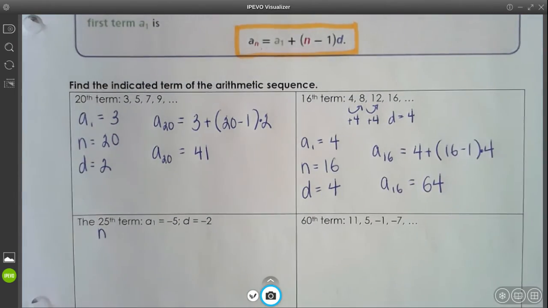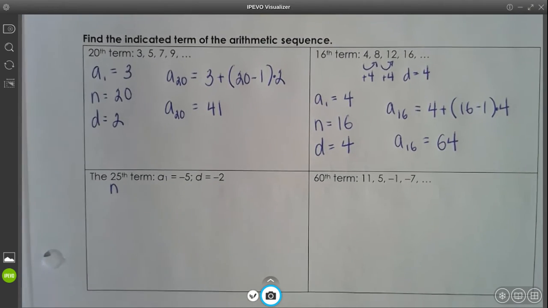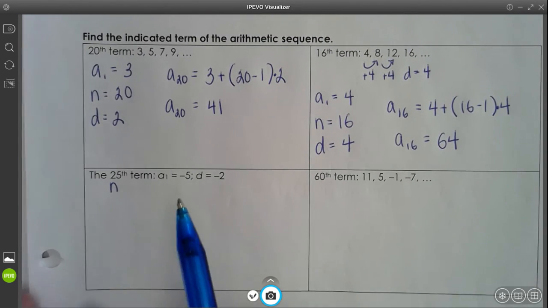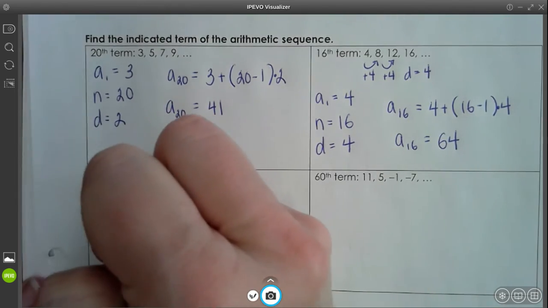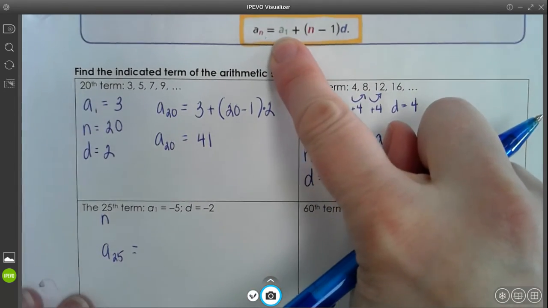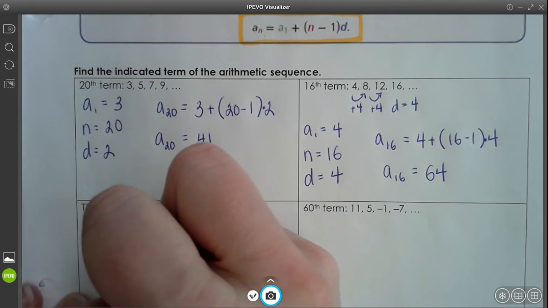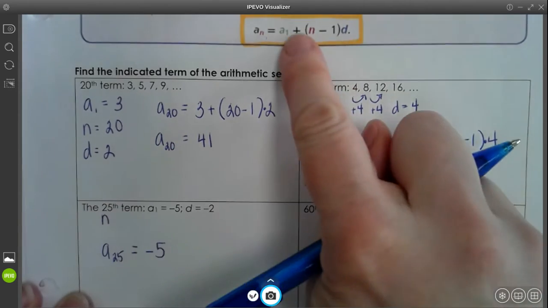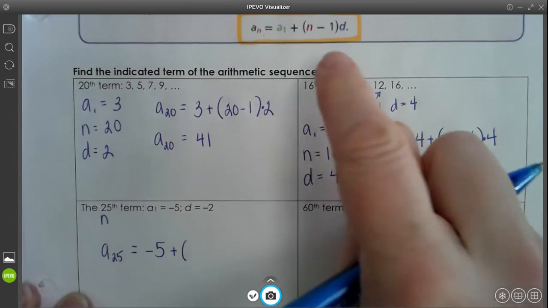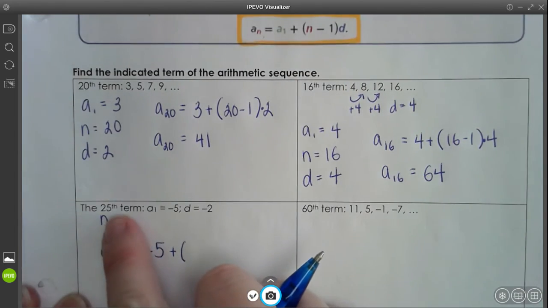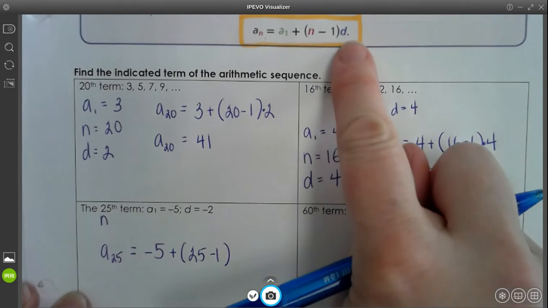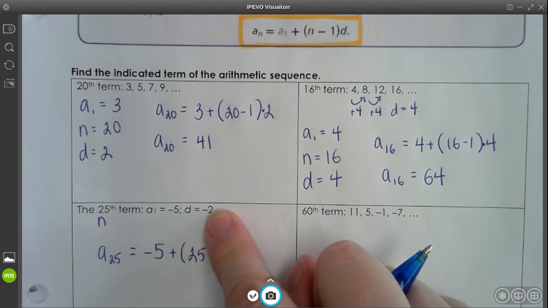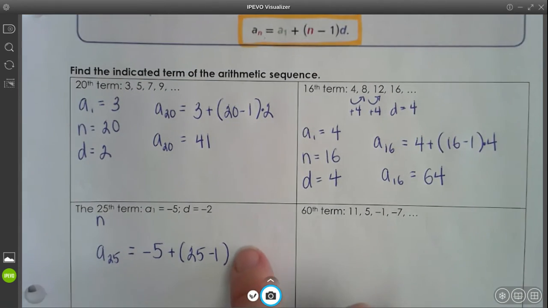Okay, so a sub 25, we want the 25th term. Again, we're going to start with our first term, which is a negative 5. And then we write plus. Now in parentheses, we're going to do n minus 1, and n is 25. So we're going to do 25 minus 1. And now we're going to multiply by the common difference. So be careful, because if you just write negative 2 outside, it looks like minus 2. So I'm actually going to put parentheses here to put negative 2, so I remember that it is multiplying.